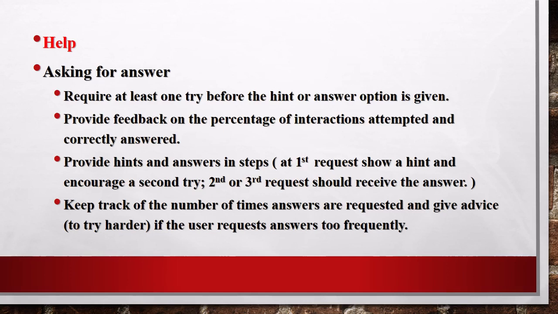But some hints are, at first request, if the person tries, let's say you ask: the process whereby plants use carbon dioxide, chlorophyll, water to make their own food is called. Now they try, and they click on the help for the first time. You show them a hint of the answer, and then you encourage them to try again. Now, on the second request for help, you give them a hint. But then on the third, you can give them the answer.